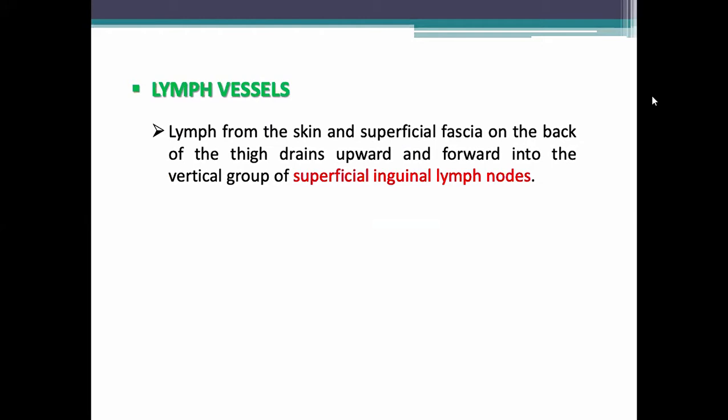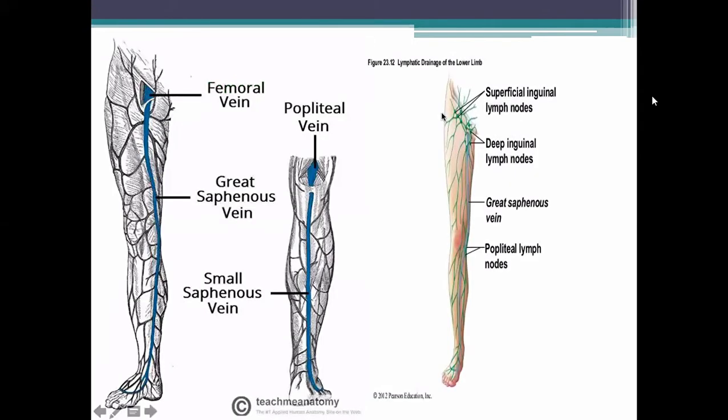For the lymph from the skin and superficial fascia on the back of the thigh, it drains upward and forward into the vertical group of superficial inguinal nodes. These nodes receive lymph vessels from the thigh as well as from the lower part of the extremity.